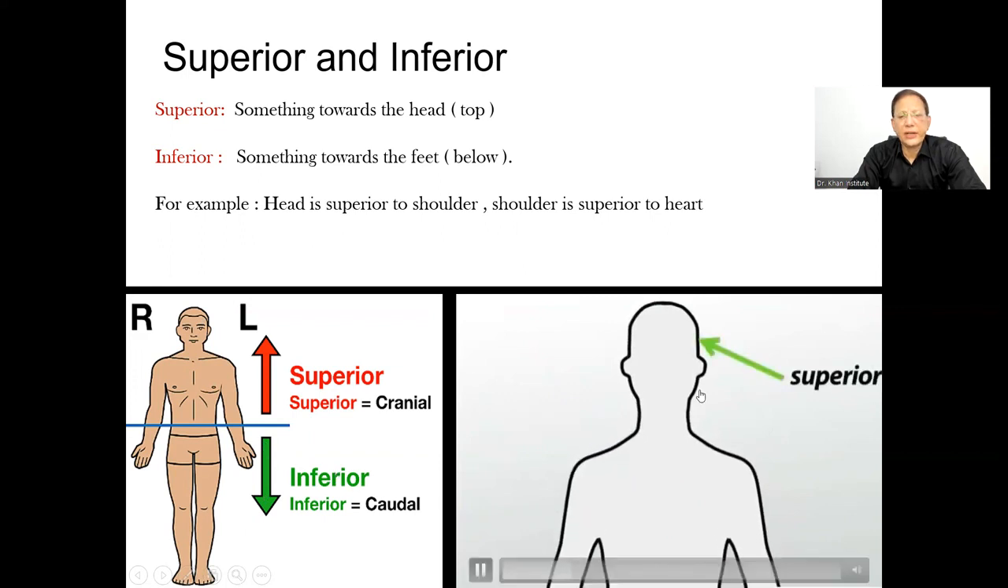So anything towards the toe will be considered as inferior. In this example, this is the head, which is superior to the shoulder joint. Or with respect to the heart, you can say the heart is inferior to the shoulder, or the shoulder is superior to the heart.